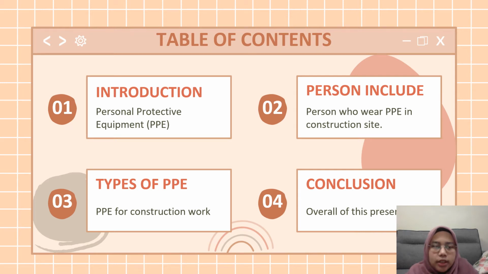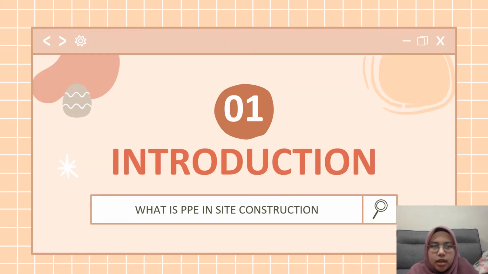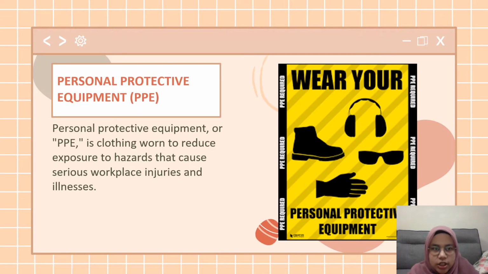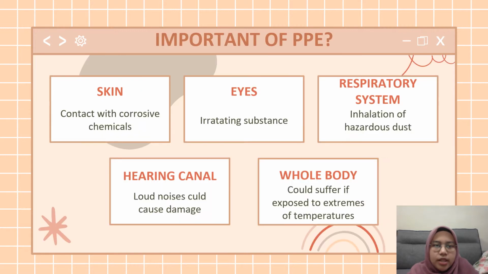For the table of contents, we have 4 sections, which are the introduction of PPE, persons included, types of PPE for construction work, and conclusion. The introduction: what is PPE in construction? PPE is clothing that reduces exposure to hazards that cause serious workplace injuries and illness, for all hazards at a construction site.